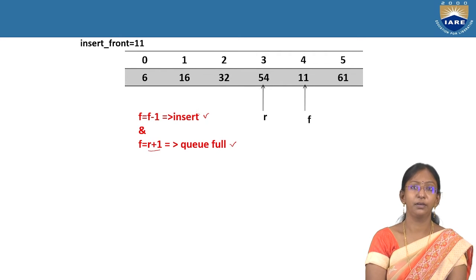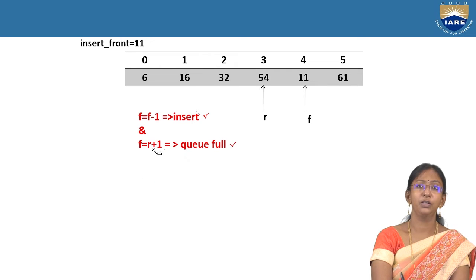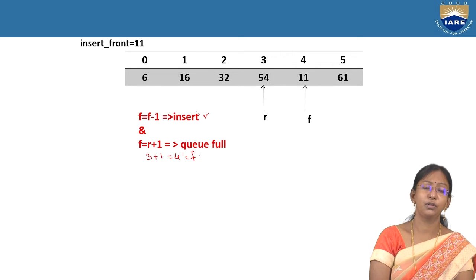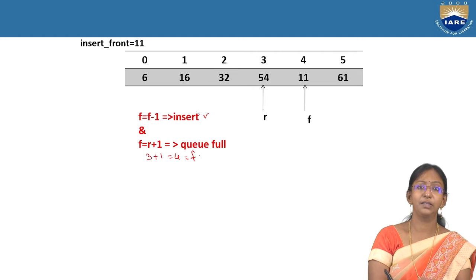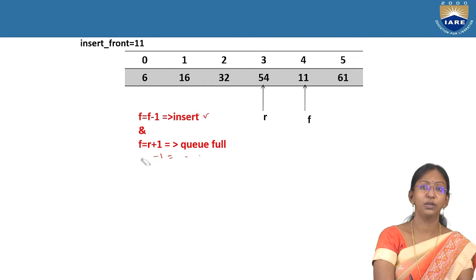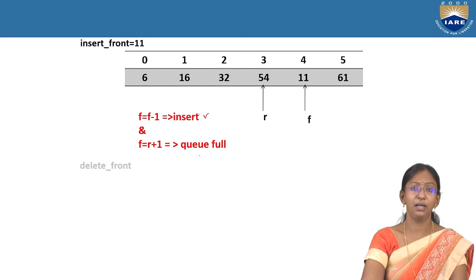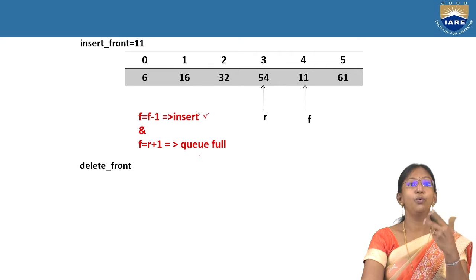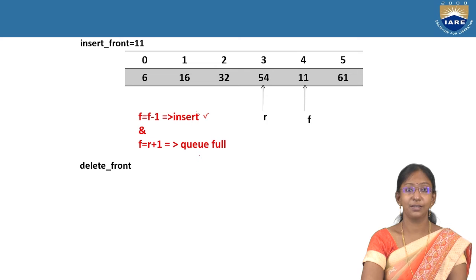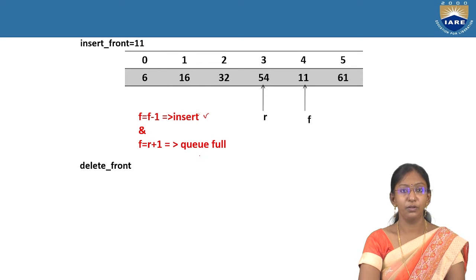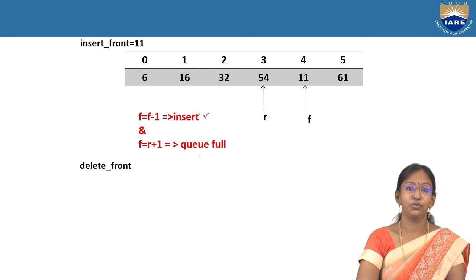The queue is full. Have a look at this small explanation. The index value of R is 3 plus 1, which is 4, which is nothing but F, the index value which the front is pointing to. So we can say that the queue is full. This is one of the conditions which say that the queue is full. If you try to insert an element now, then it will go to overflow condition. Overflow condition is a condition which says that as the queue is full, we cannot insert an element into it, right?